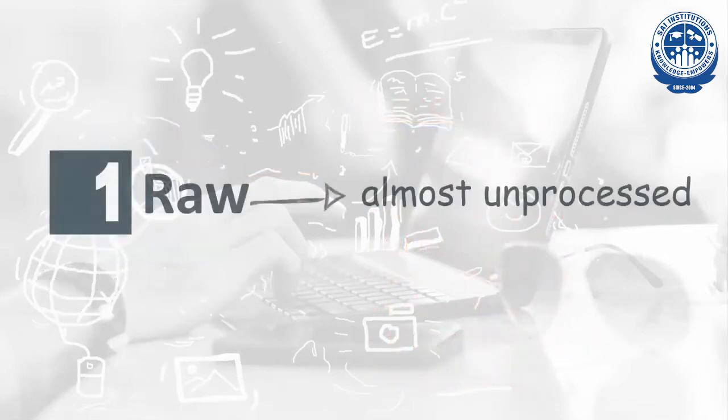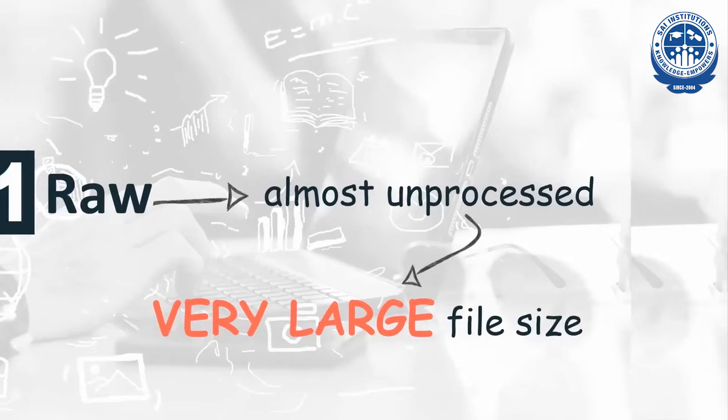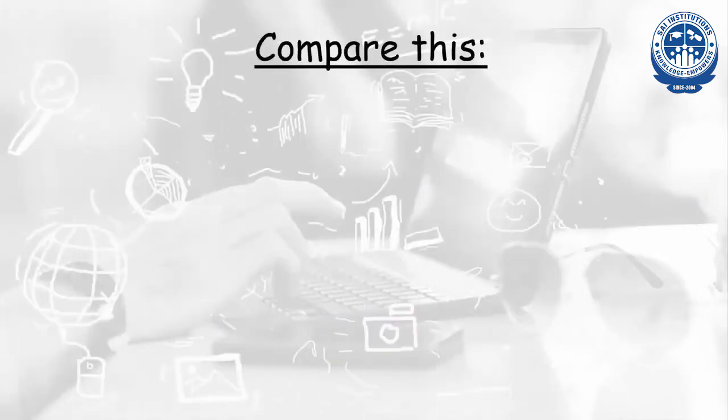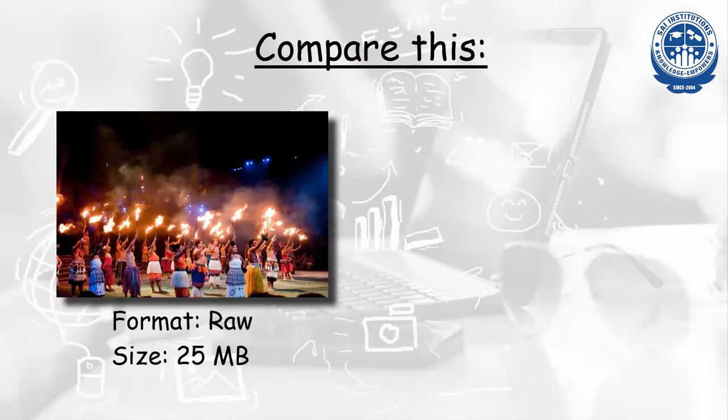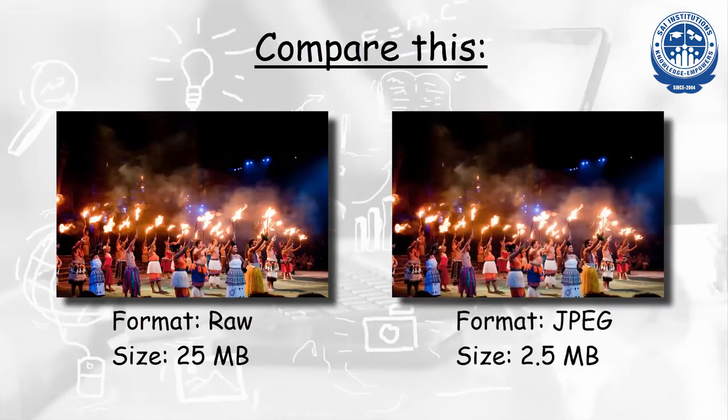Since raw files preserve the most amount of information of an image, the size of that image in the raw format can be many times larger than in another format. For comparison, the size of a raw image can be as high as 25 megabytes, while a compressed version of the same image converted to the JPEG format can be decreased to only 2 or 3 megabytes.